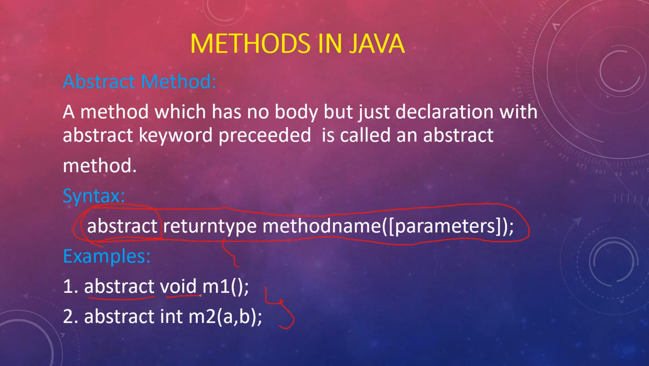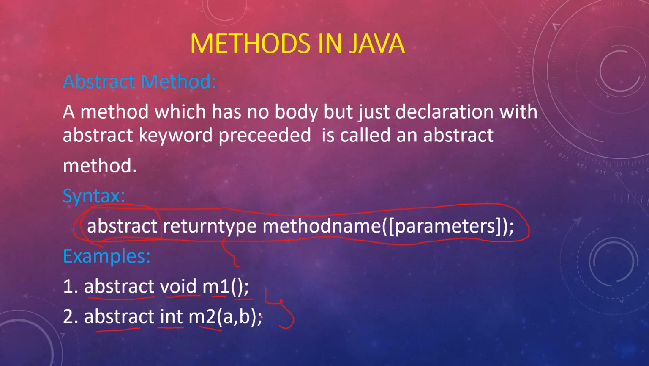Return type can be either void, int, float, double, string, something. Method name I have taken as M1. I didn't pass any parameters here. Semicolon is mandatory. Coming to the next one, one more example, again abstract. Return type I have taken as int. Function name I have taken as M2 and I have passed 2 parameters. At the end I have given a semicolon. This is the way we write abstract methods in Java.